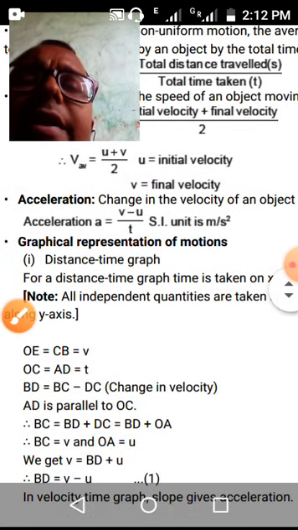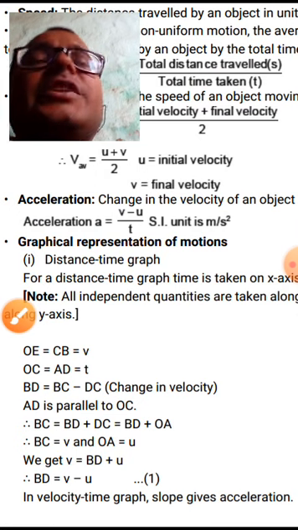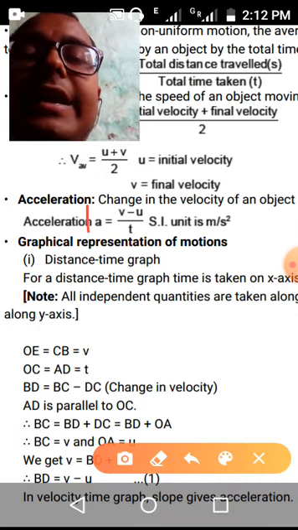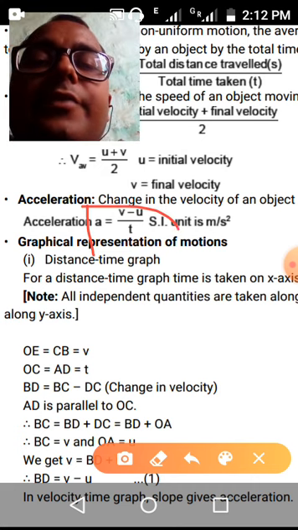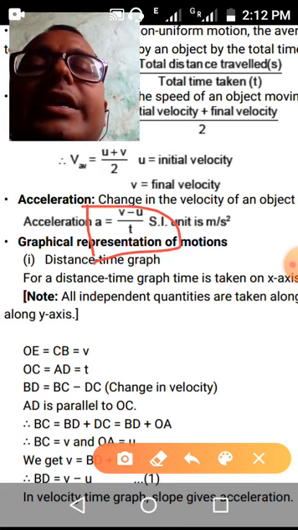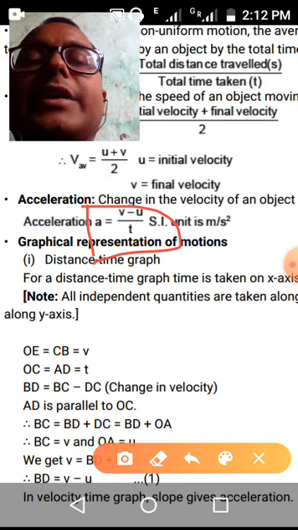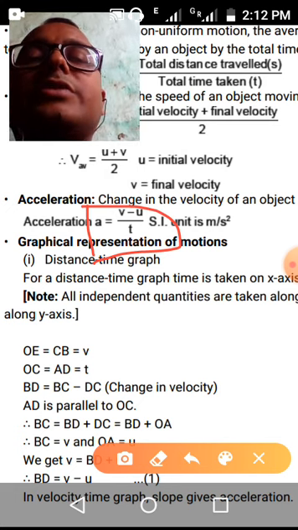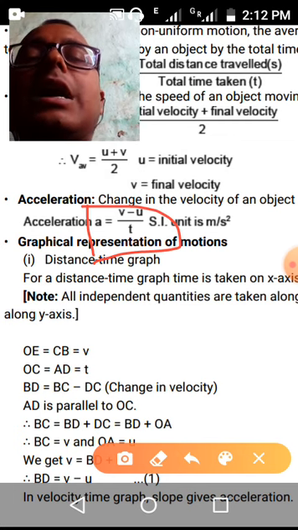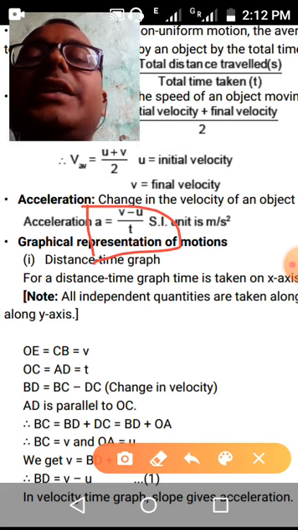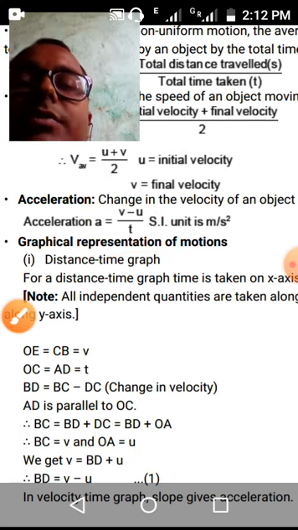Now acceleration, we have already discussed. Acceleration is the change in velocity with respect to time. So a stands for acceleration, a equals v minus u upon t, and the SI unit is meter per second square. How does it come? As we know, velocity is displacement upon time. The unit of displacement is meter and of time is second. So meter upon second, and also divided by second, it comes to meter per second square.